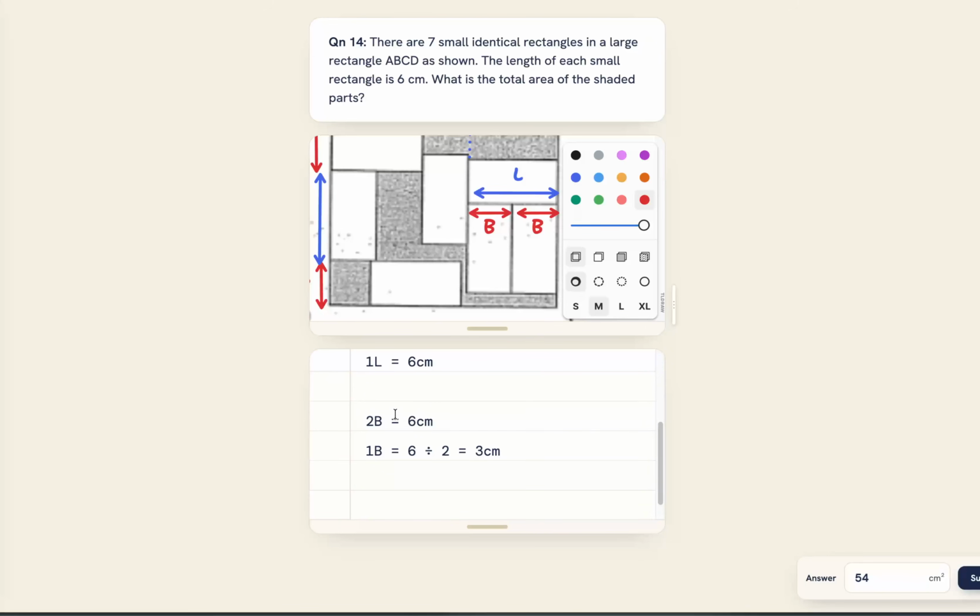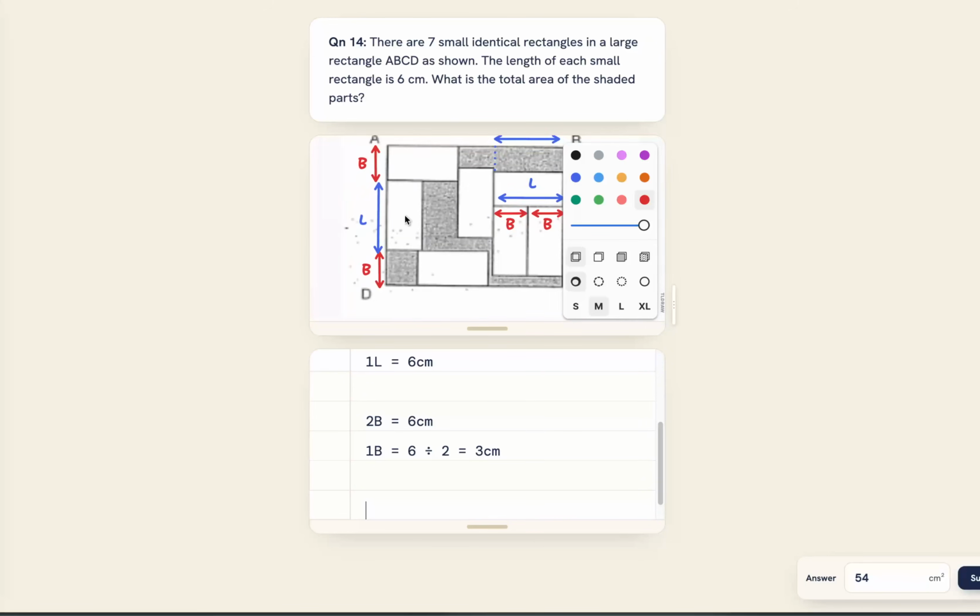Okay, so with that said, we can find the total area of the shaded parts. The total area of the shaded parts is equal to rectangle ABCD minus 7 small rectangles. So let's get one small rectangle. Pretty straightforward, it's 6 times 3, which is 18. Now we can get 7 small rectangles, which is 7 times 18, and this will give us 126.